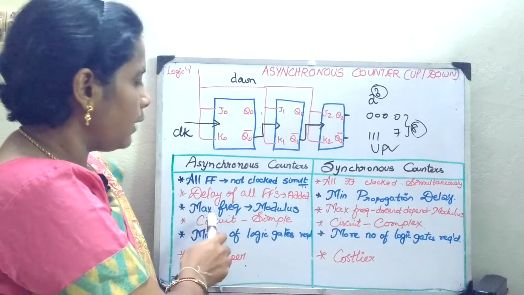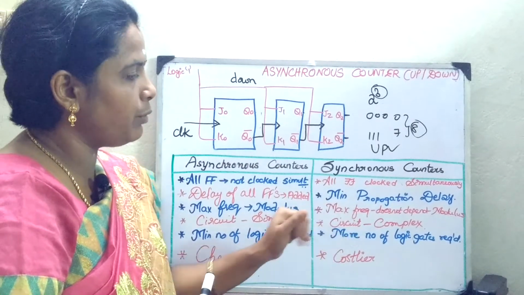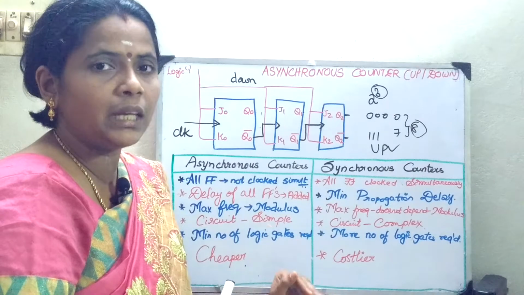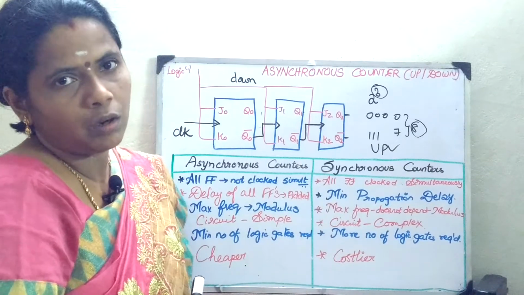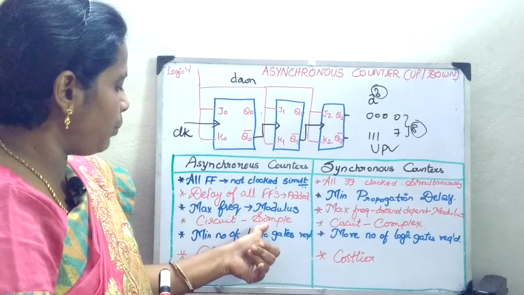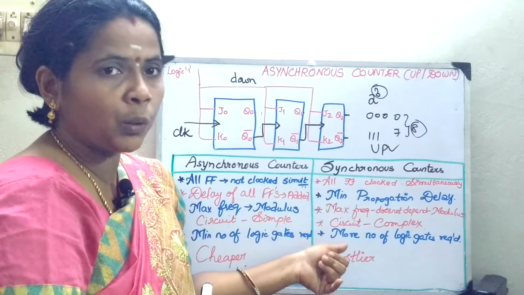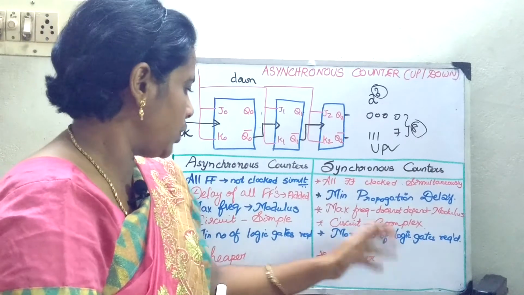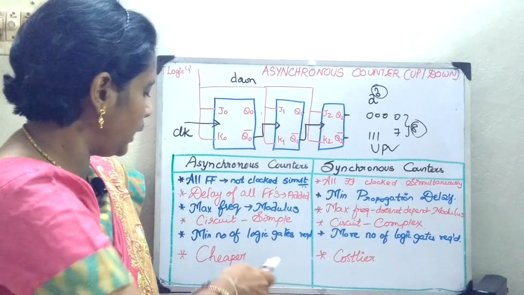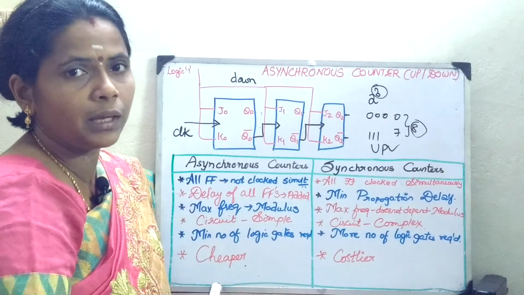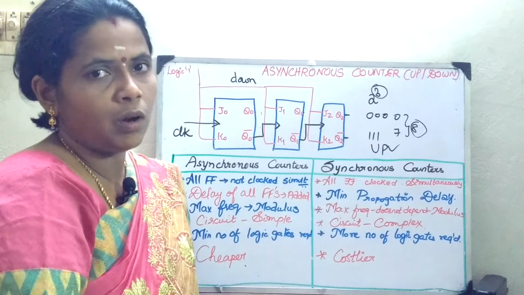The next thing, in the asynchronous counter, the circuit will be simple. But when you go in for synchronous counters, you have to design, and it involves more logic gates, so the circuit will be complex. Why is it simple? Because it requires a minimum number of logic gates, whereas here it requires a greater number of logic gates. When I use fewer logic gates, automatically, economically it will be cheaper, whereas here economically it will be costlier.